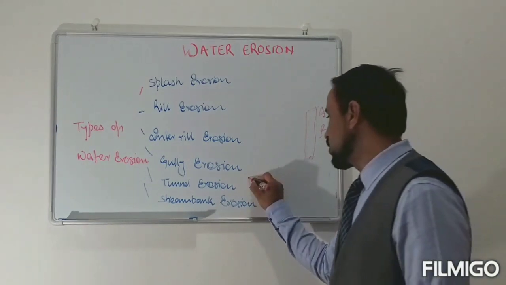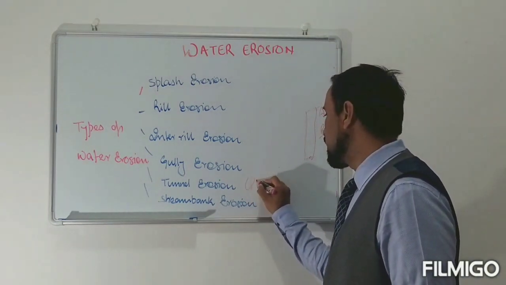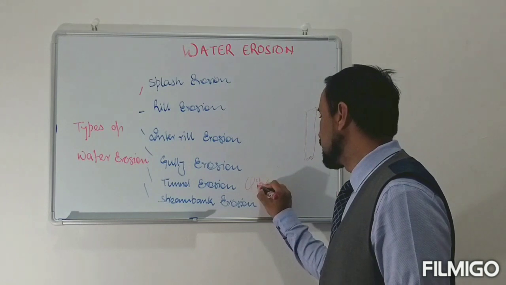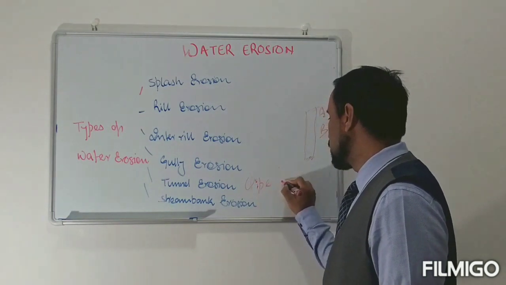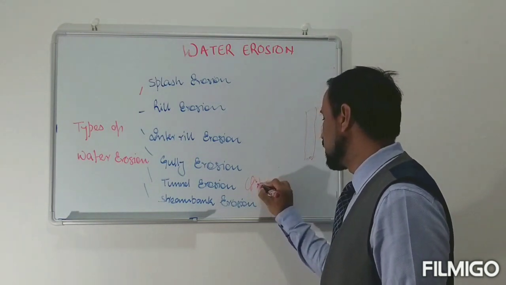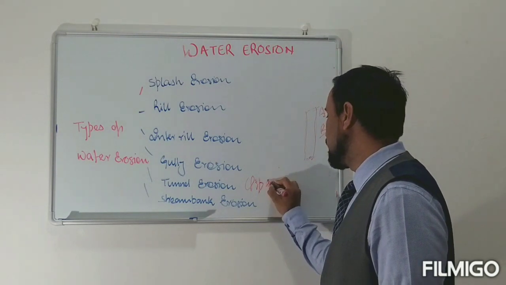Tunnel erosion is also called pipe erosion. A pipe or tunnel-like structure forms in tunnel erosion. Pipe erosion.